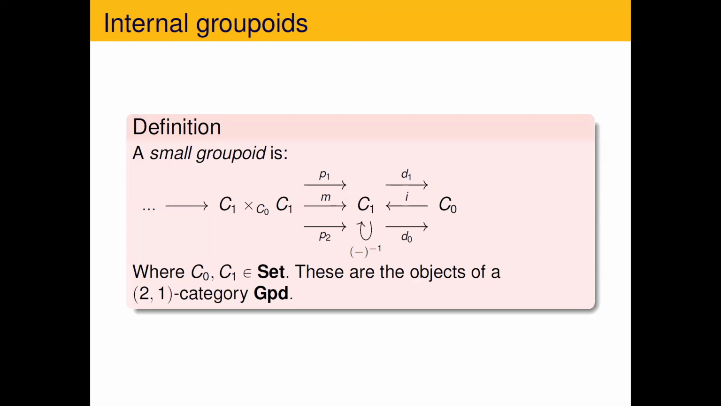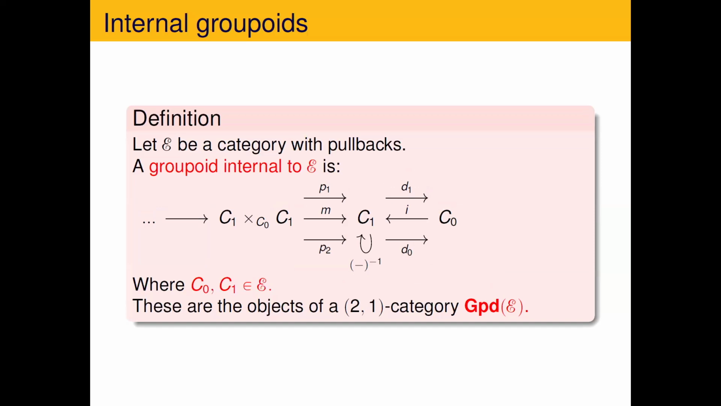So if we recall the definition of a groupoid, this is a pair of sets, C0 and C1, and some maps, source and target, which make it into a graph, an identity morphism, and a composition morphism, which make it into a category, and then a kind of inverting arrow morphism, which make it into a groupoid. So this is the definition of a small groupoid. If we replace the condition that these C0 and C1 have to be sets with the condition that they have to be objects of some other category E, this is the definition of an internal category. So all we need in this category is for there to be pullbacks.